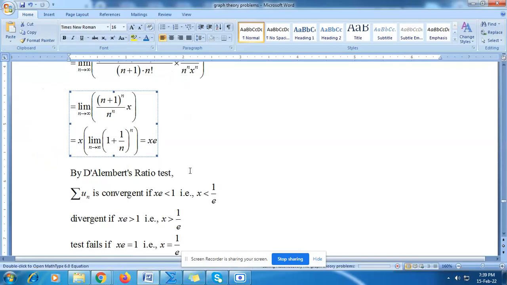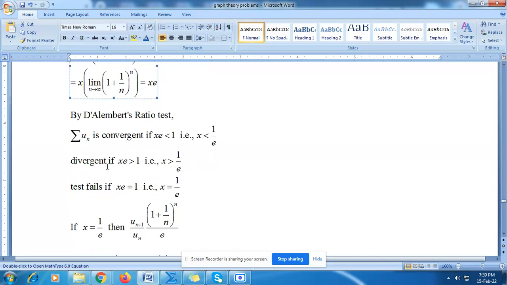By D'Alembert's ratio test, Σun is convergent if the limit value is less than 1. Our limit value is xe less than 1, that is x less than 1/e. And divergent if xe greater than 1, that is x greater than 1/e. And the test fails if xe is equal to 1, that is x equal to 1/e.